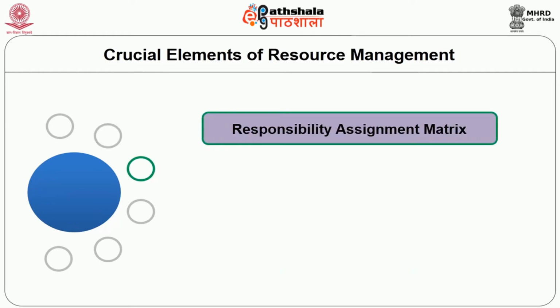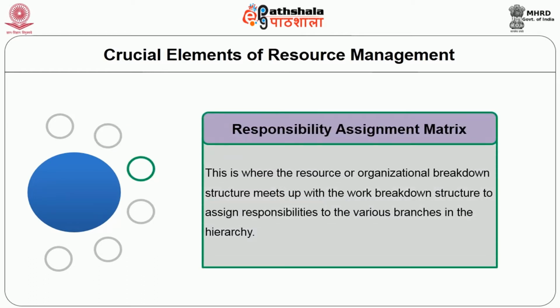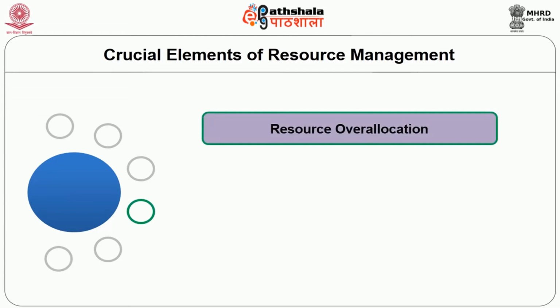Responsibility assignment matrix: this is where the resources or the organizational breakdown structure meets up with the work breakdown structure to assign the responsibility to the various branches in the hierarchy. Next is resource over allocation. So this should be looked at.